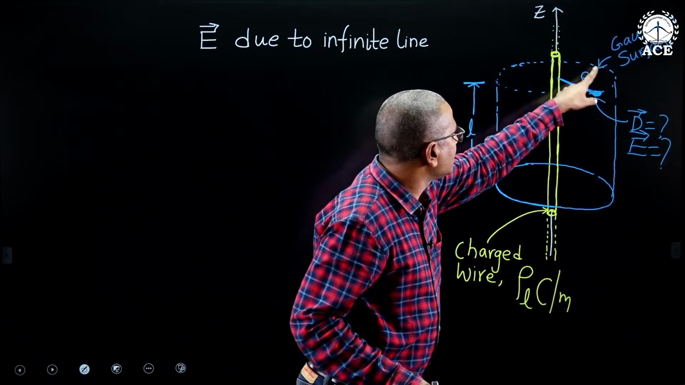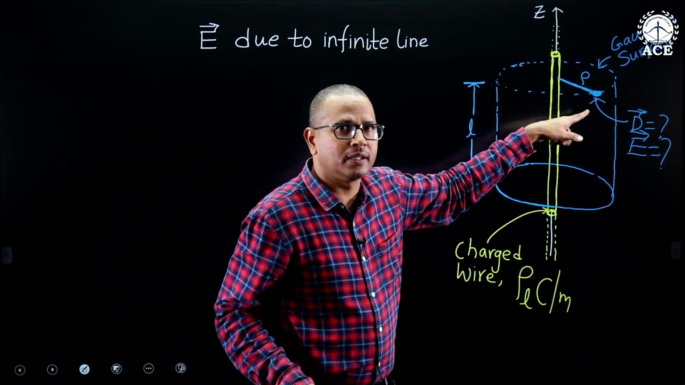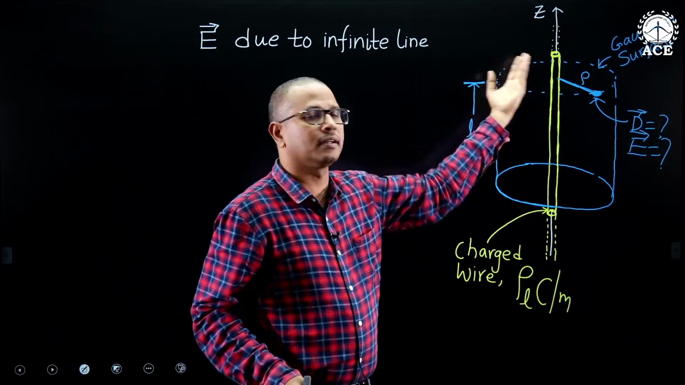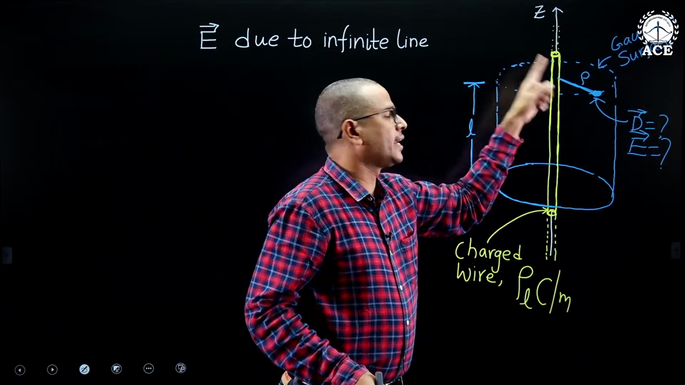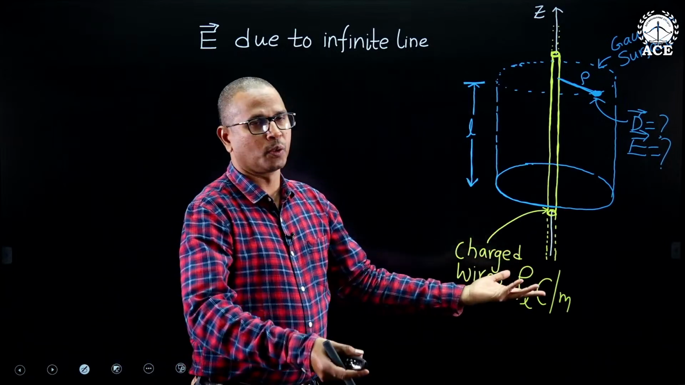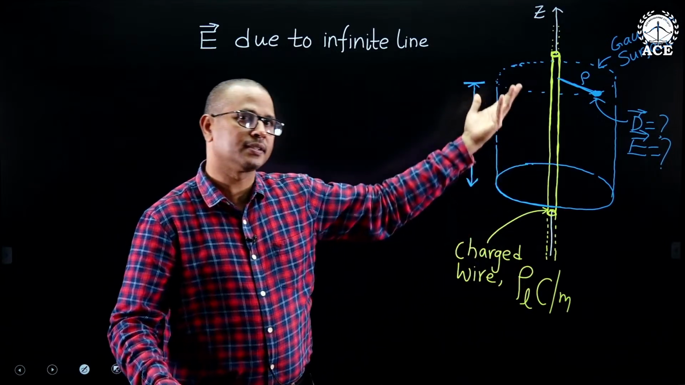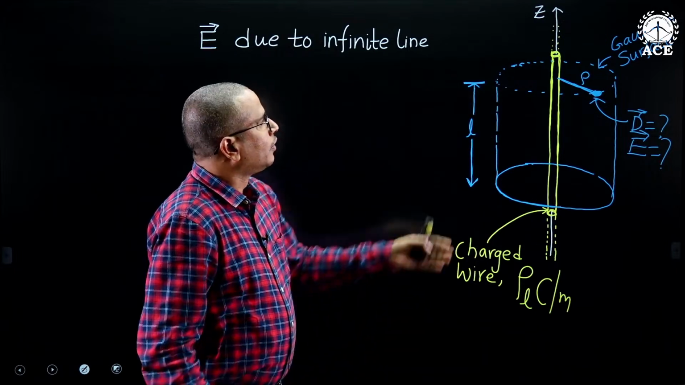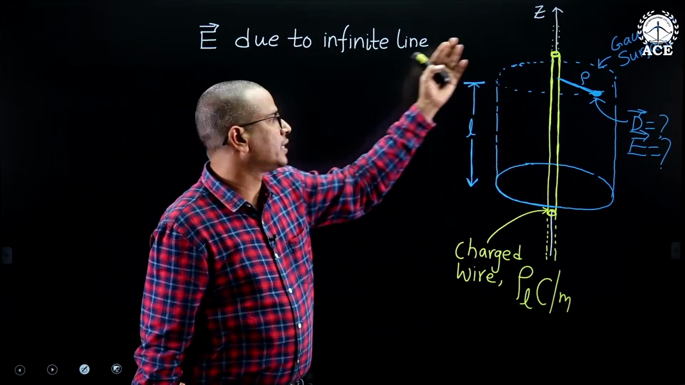Do we have the same distance everywhere on the surface of the cylinder? Obviously, it is a cylinder. It has a radial distance from the z-axis everywhere. It is the same length rho. If you have taken 5 centimeters, it is at 5 centimeters only. We have taken a charged wire along the z-axis.